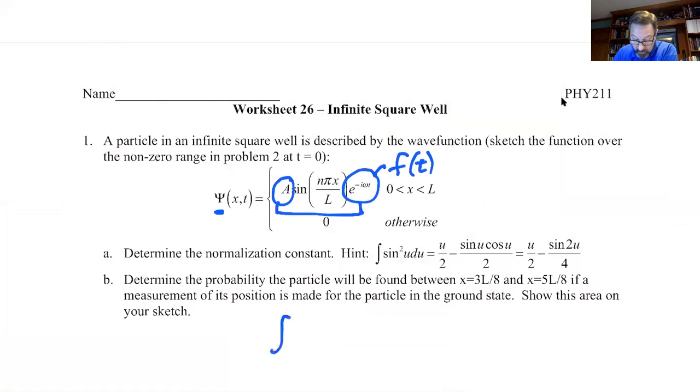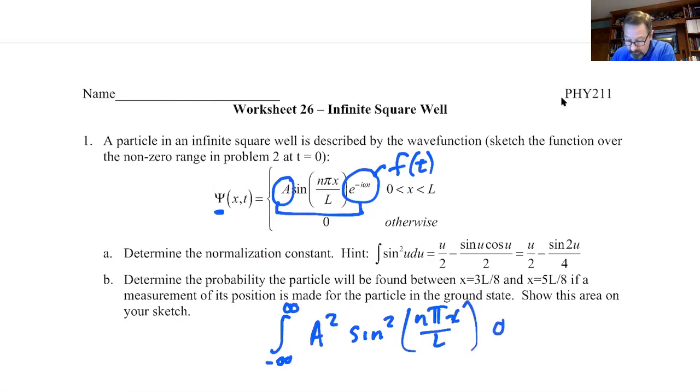That is to say, the integral from x equals minus infinity to x equals plus infinity of that thing squared, A squared sine squared n pi x over L, which is kx, times dx, because when I go psi times psi, that time piece just goes away. That has to be equal to 1, and that will allow me to figure out what the constant A is. Okay, I'll hold on that.